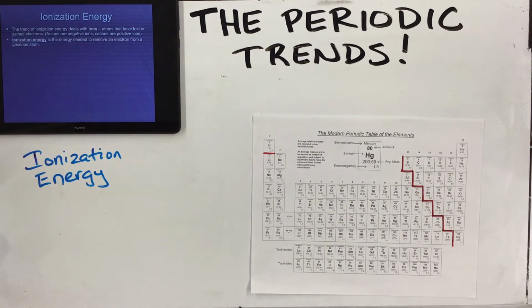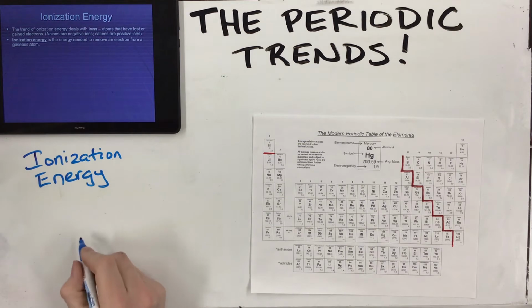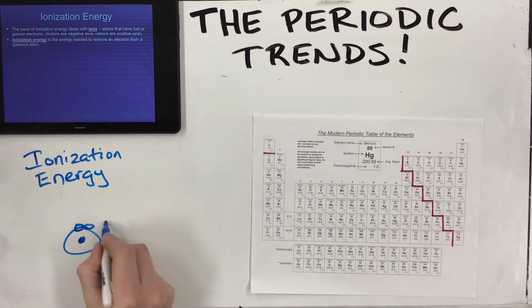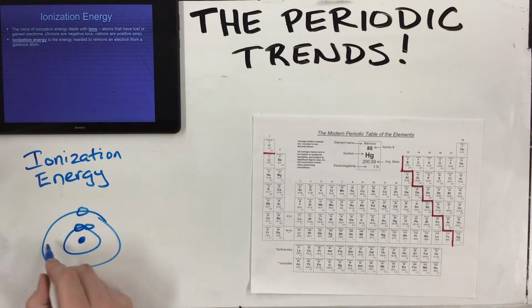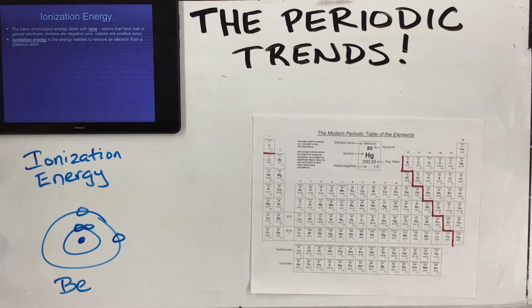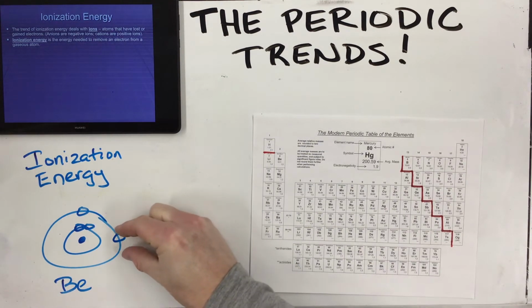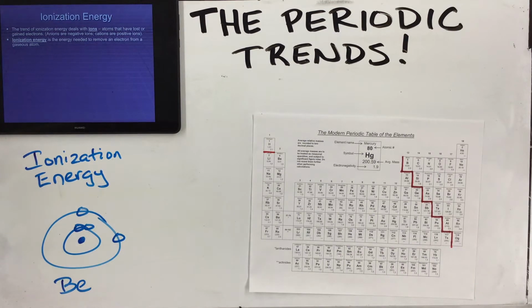Now, ionization energy. If I have an atom here, some random atom, there's my nucleus. We'll just draw, for instance, beryllium here. This is beryllium. Ionization energy is the energy that I have to spend, or that is required, for me to remove an electron. So I'm coming in here and grabbing this and taking it away. Yoink, I'm taking that out of here. So it's the energy required to remove an electron from a gaseous atom.